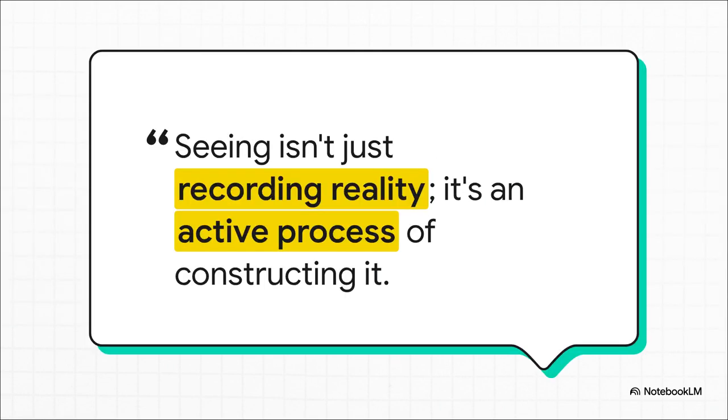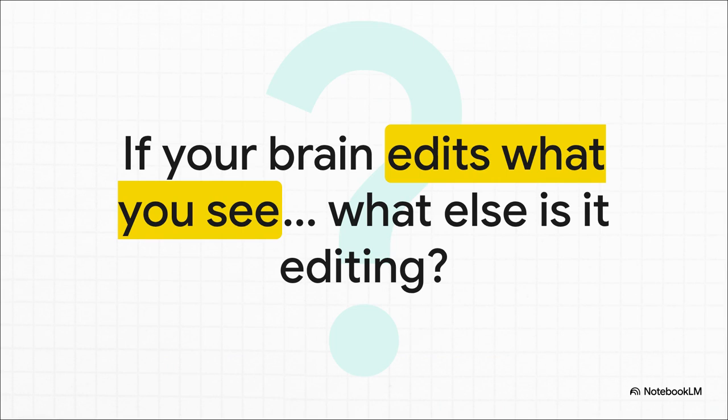So if there's one thing to take away from all this, it's this. Seeing is not a passive act of just recording what's out there. It's an active and constant process of constructing your reality. Your brain isn't just the camera, it's the director, the editor, the whole production studio, really. Which leaves us with one last, kind of mind-bending question. If your brain is actively editing what you see, making assumptions about something as simple as a shadow on a checkerboard, what else is it editing?